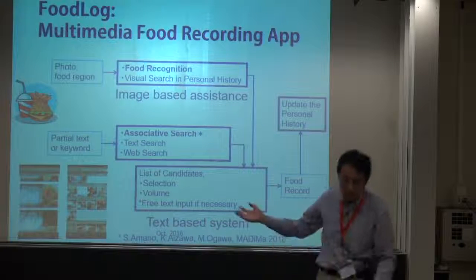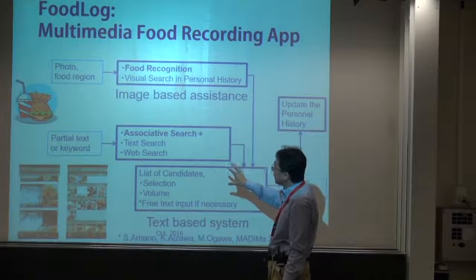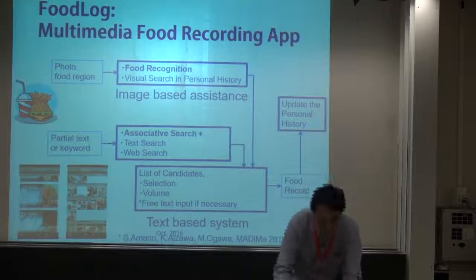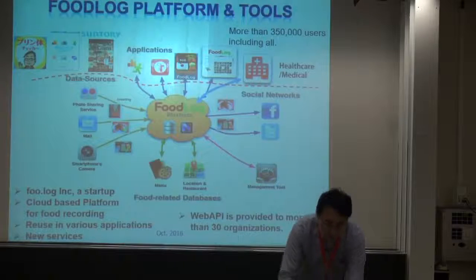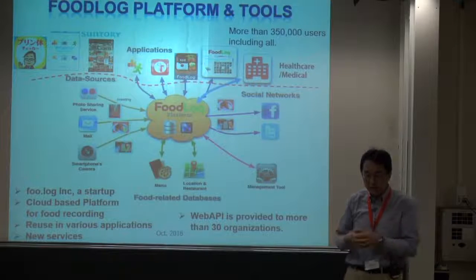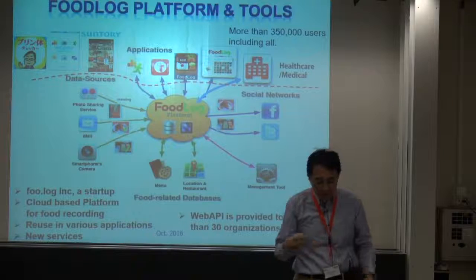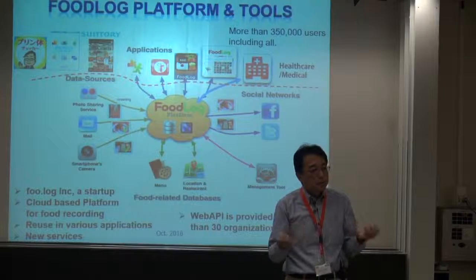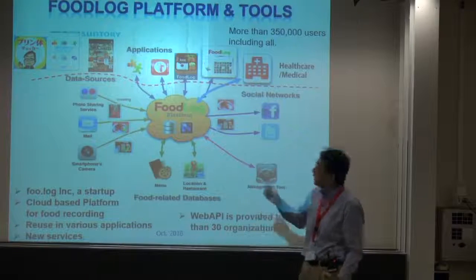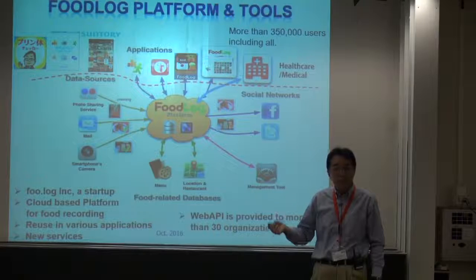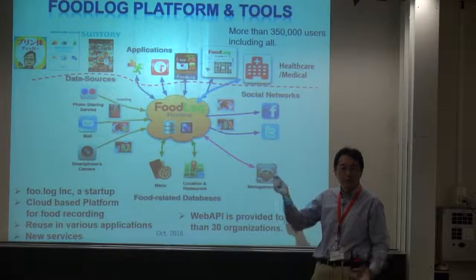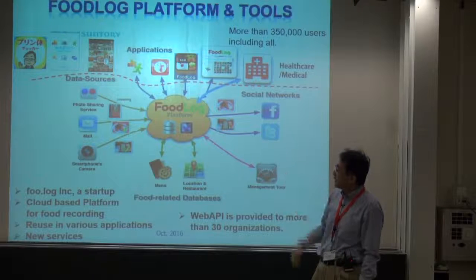Now, I already told you that it basically has two components: image-based assistance and a text-based search system. And we made this system public, and it has been used by many general people, and we also produced different applications based on our system, as requested by some companies.